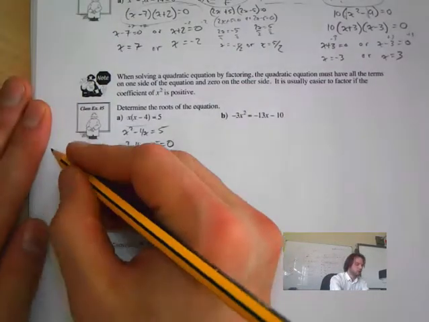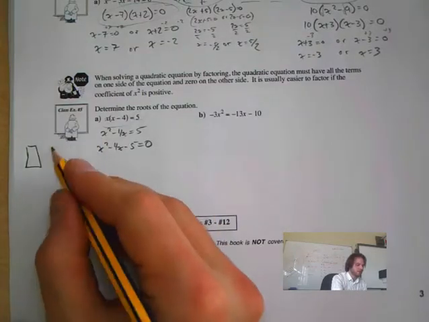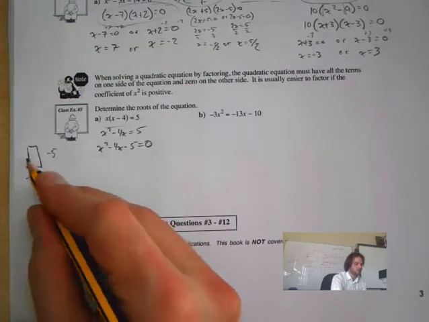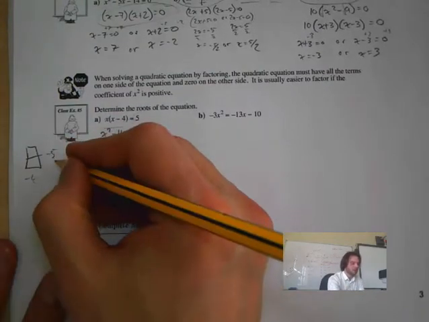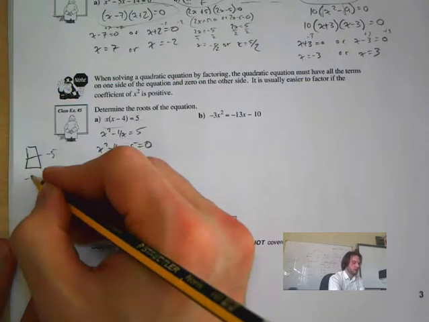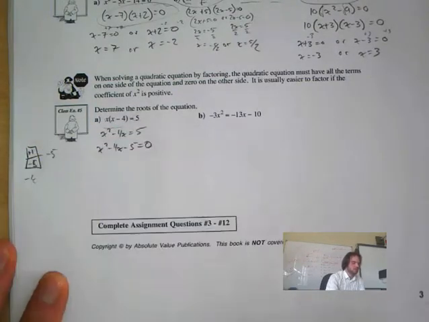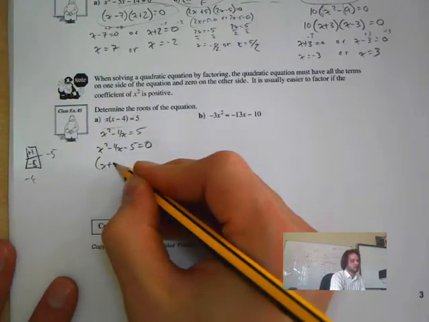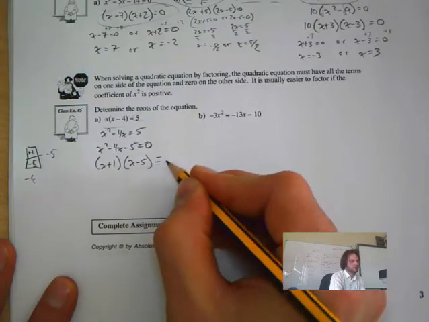So I'm just going to make my little box here. And we have negative 5 and negative 4. Okay? Well, I look at that. I have 1 times 5 is equal to 5. But if you subtract them, it gives me 4. And the big one must be the negative. So I have x plus 1, x minus 5 is equal to 0.